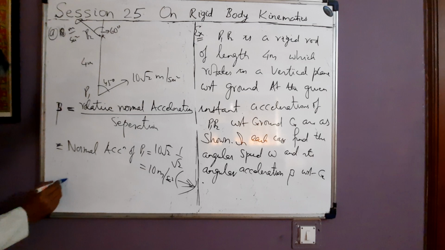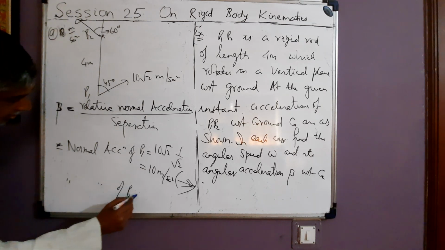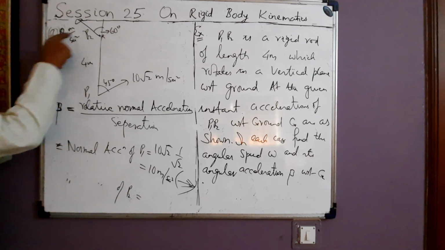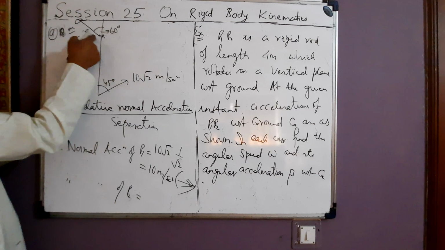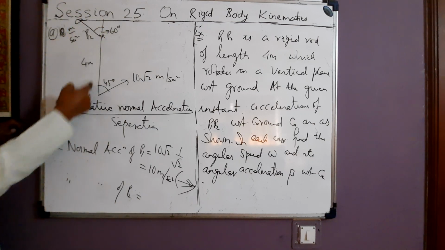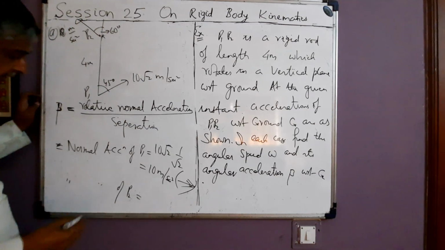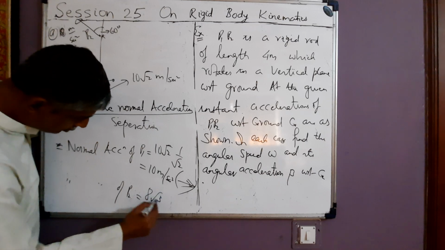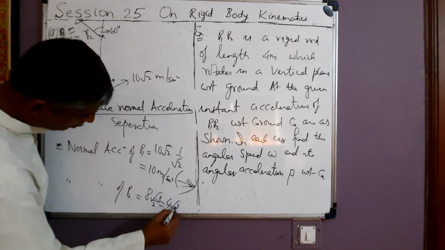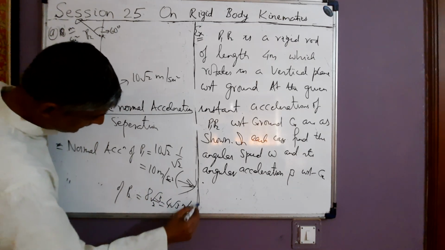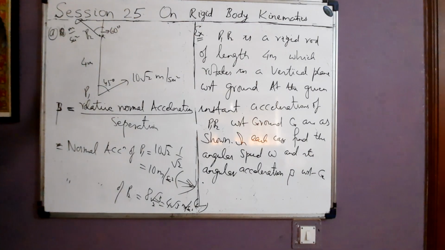So what is the normal acceleration of P2? That becomes 8 sine 60 degree, the component of A P2G normal to line P1 P2. 8 sine 60 degree is 8 root 3 by 2. That is 4 root 3 meter per second square in leftward direction. Okay, fine.